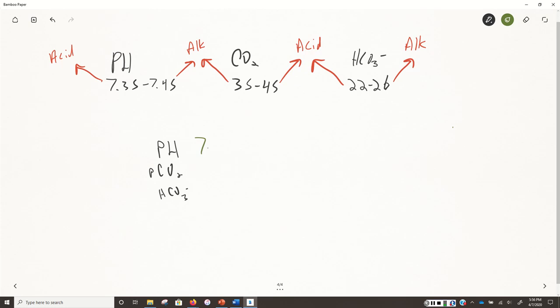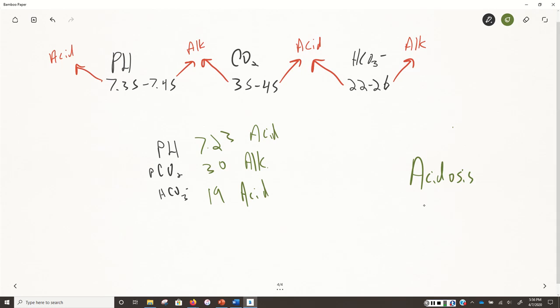pH 7.23. PCO2 30. And bicarb 19. Try this one again on your own, and then we'll go through them together. First, the pH is acidic. So this person has what? They have acidosis. Look at the other two. The PCO2 is alkaline. The bicarb is acid. So what else do we know?